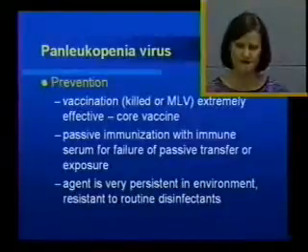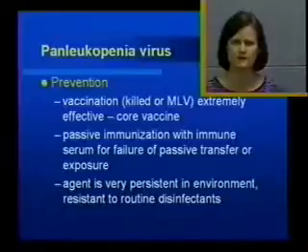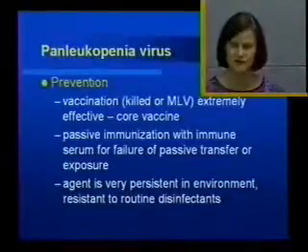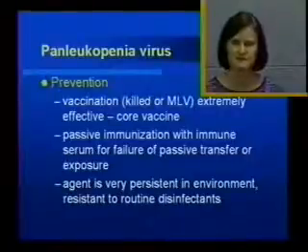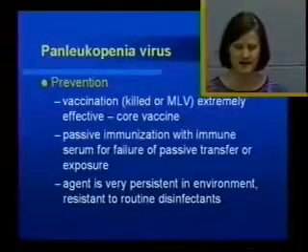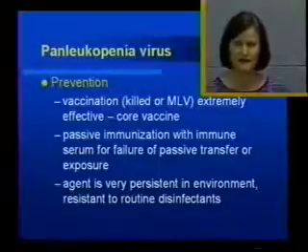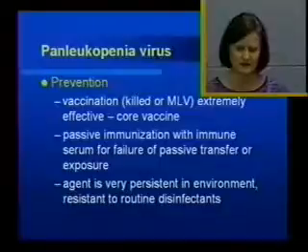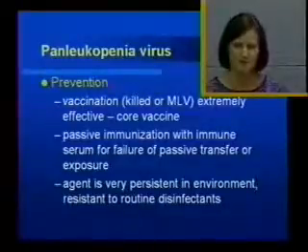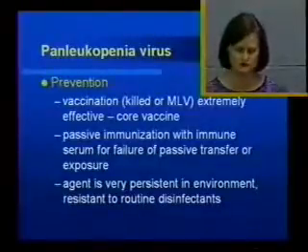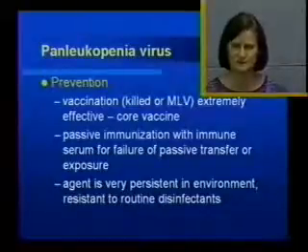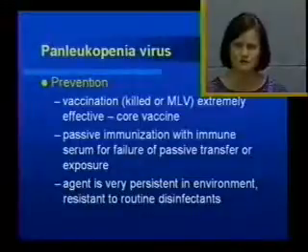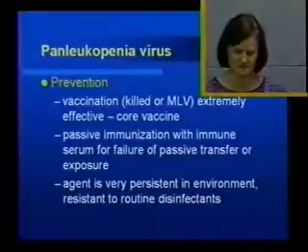Prevention is widely available in the form of very, very reliable vaccines. These are available as either killed or modified live vaccines, and this is considered a core vaccine in that every cat should be vaccinated as well as kittens, and then at least every 3 years afterwards against panleukopenia virus. Passive immunization, either from colostrum from the mother or with immune serum that's administered to the kittens for failure of passive transfer, will also protect kittens against panleukopenia virus.